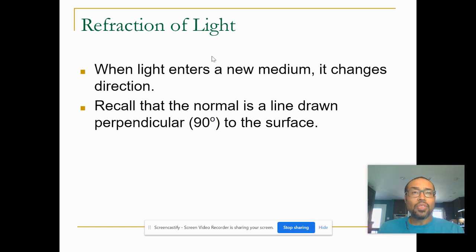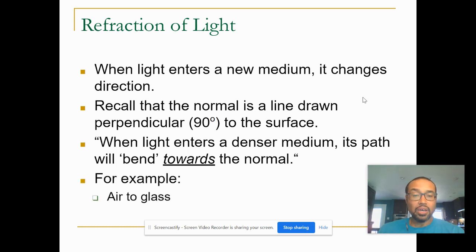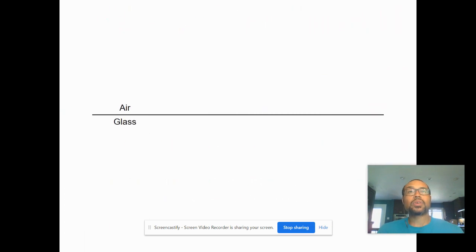We can see that if you were to draw that normal, and a normal is just a line perpendicular to the surface of a mirror or a lens or water or whatever it is, when light goes from something less dense, for example air, into something more dense, for example water, that light ray is going to bend towards the normal.